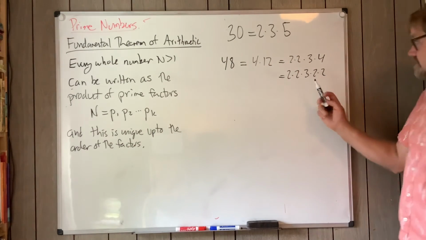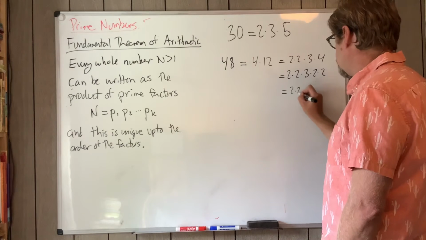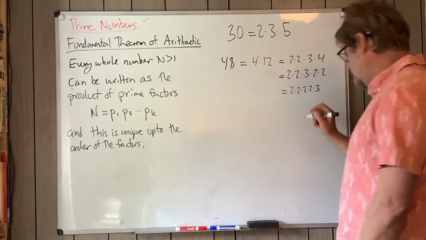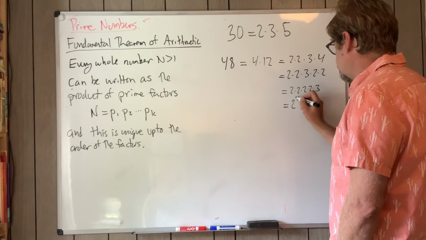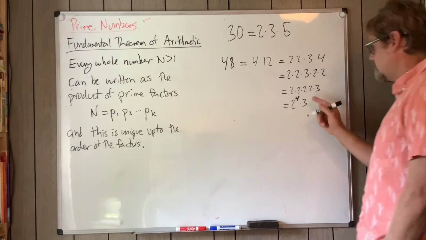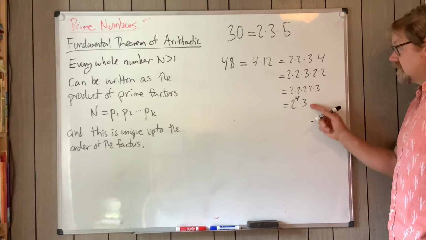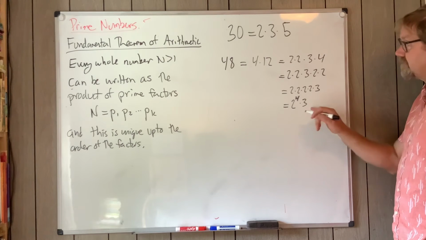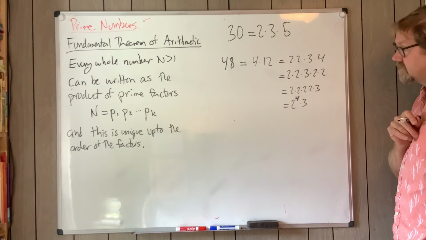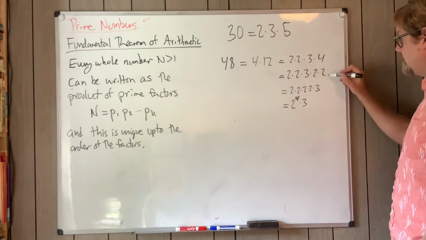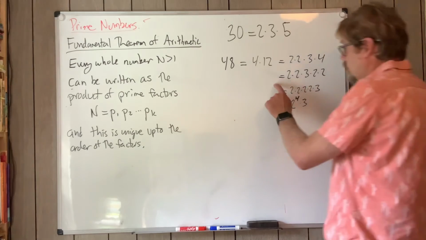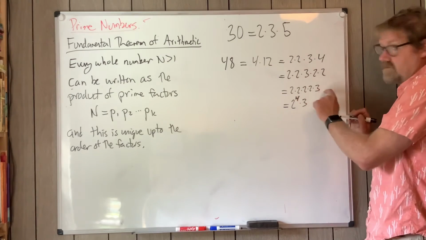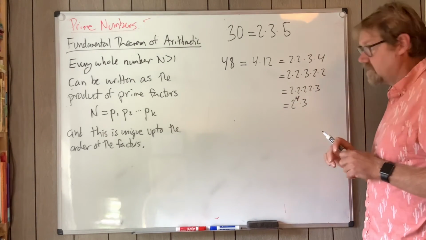This is exactly the same as if I would have written it as 2 times 2 times 2 times 2 times 3. And we're also going to start writing this as powers, so 2 to the 4th times 3. This is called the prime factorization. We'll get to that a little bit. But these are not different from each other, they're just different orders. What this is saying is this is unique. You get exactly a unique thing.